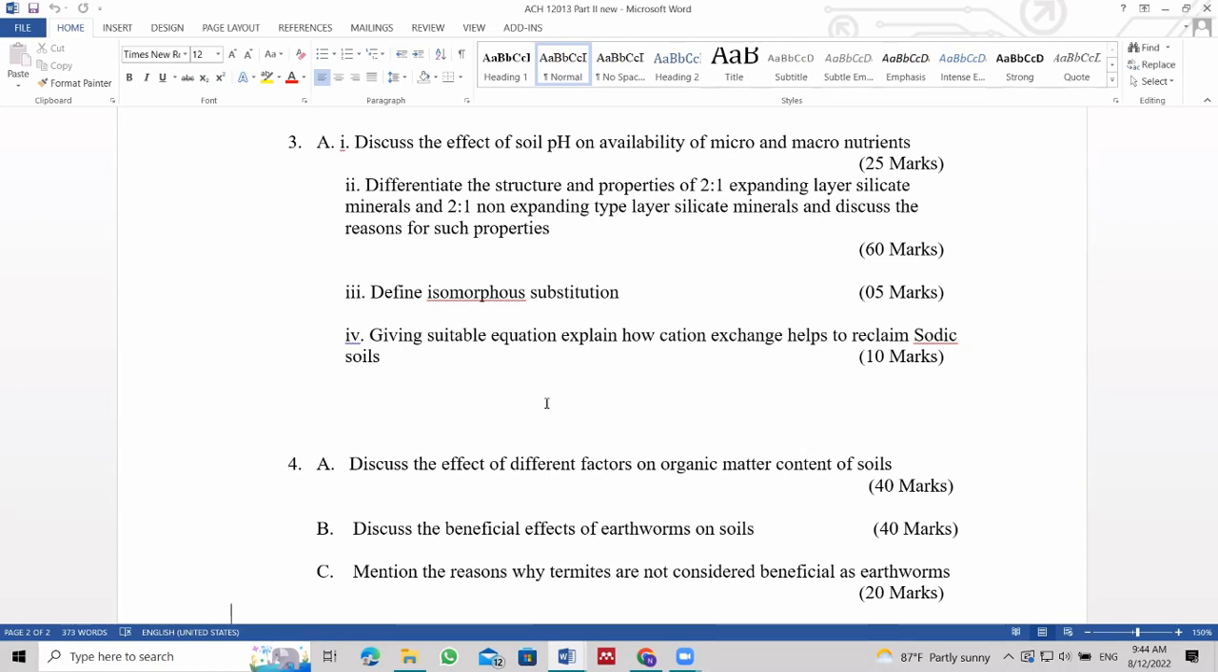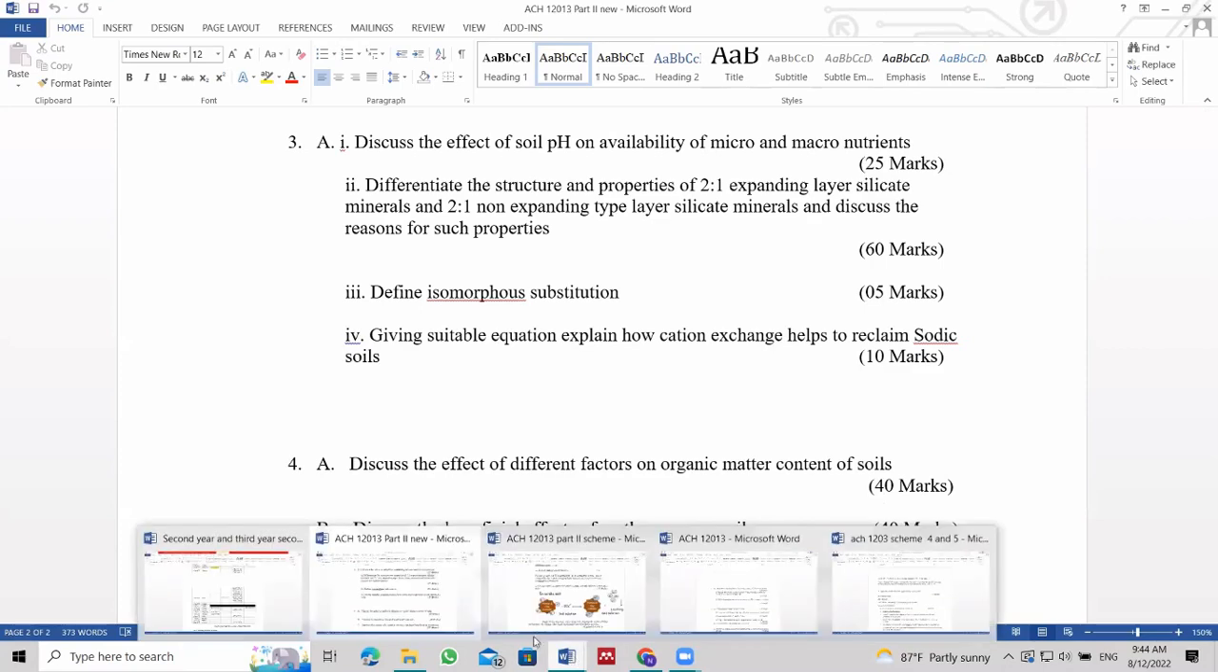Okay. So those are the climatic factors. Any other factors? Topography. So here you have to discuss. You have to tell each and every factor, and you have to discuss because it is 40 marks. So you have to discuss each and every factor as well.